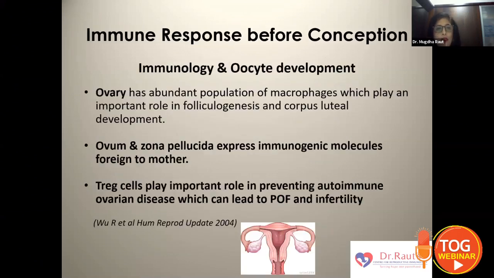Now, the ovary also has an abundant population of macrophages which play an important role in folliculogenesis and corpus luteum development. The ovum and the zona pellucida express immunogenic molecules which are foreign to a mother. And Treg cells play an important role in preventing autoimmune ovarian disease, which can lead to premature ovarian failure and infertility.